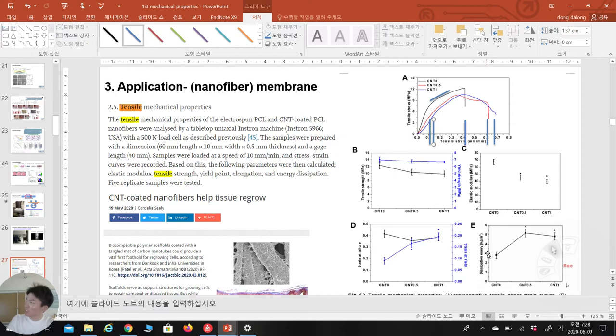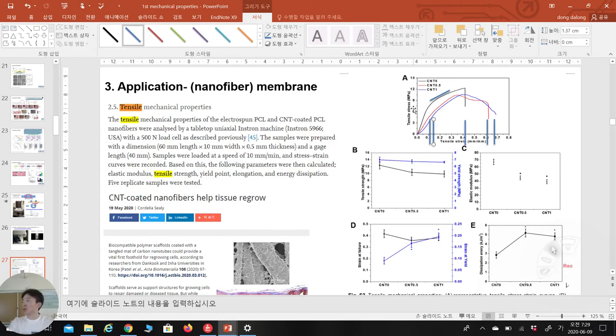And what is the dissipation energy? This is a kind of toughness. Toughness means the total energy they absorb before they break down. So this area is the dissipation energy. As you can expect, when the CNT is coated, there is more area, so we can highlight that the dissipated energy is higher.